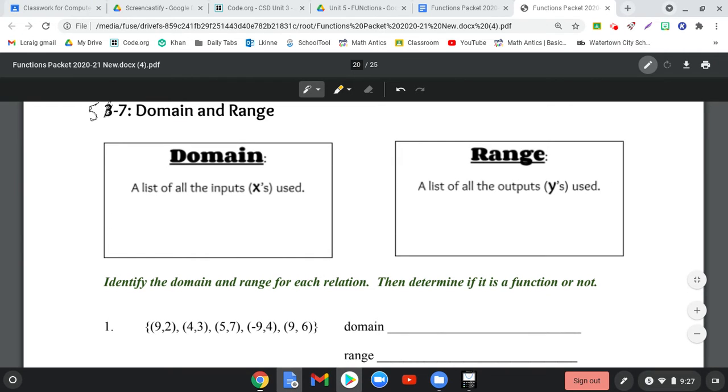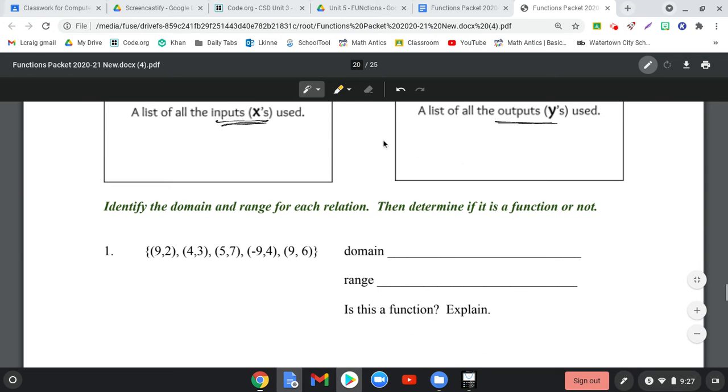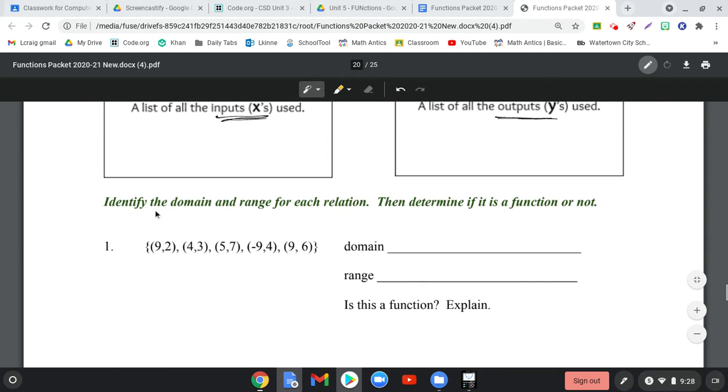So domain is a list of all the inputs, all your X's that are being used. And range is a list of all the outputs. So you put the X values, your inputs, into the function, and then out comes your outputs or your Y values. All right, so all the X's you put in are your domain, all the Y's that come out are your range. So let's just talk about finding the domain and range.